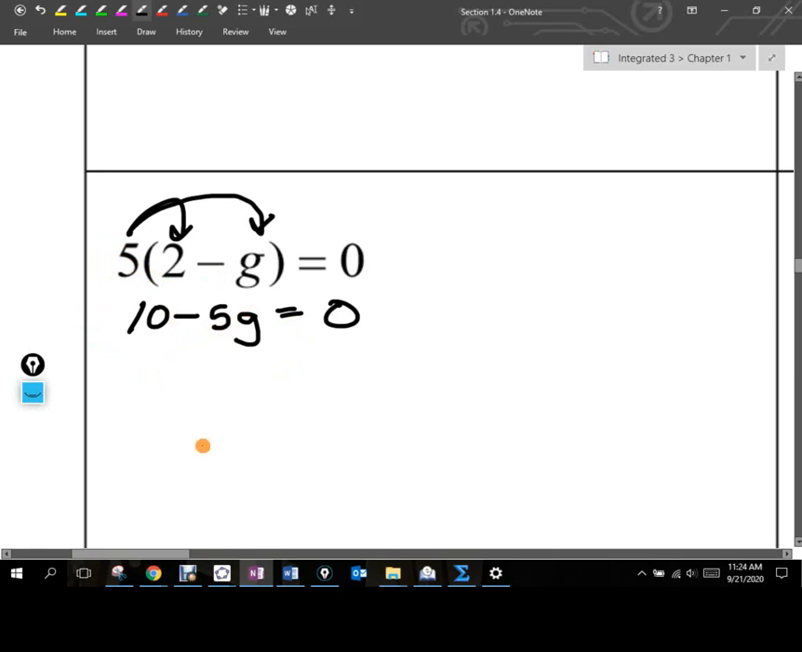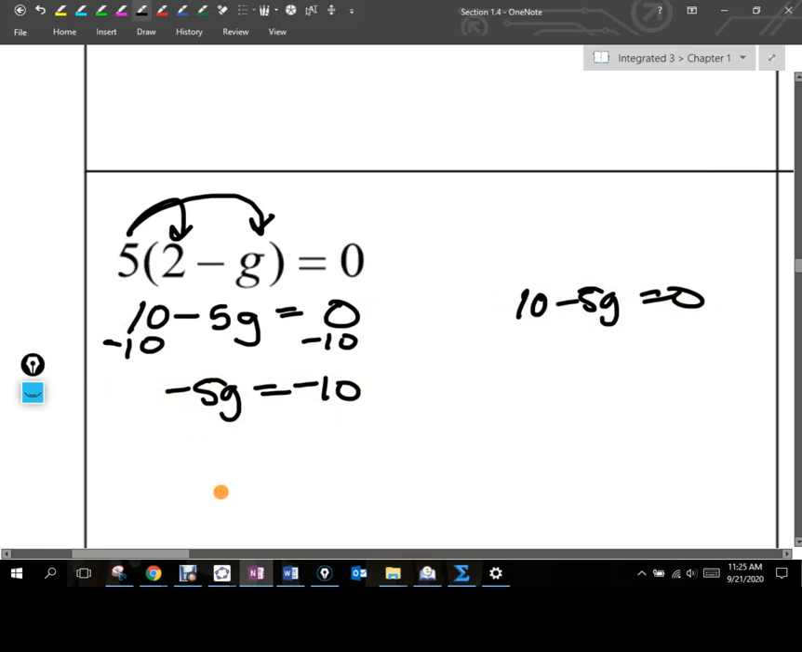What do you want to do now? Subtract 10? Okay, so you get negative, so let's go that route. You get negative 5g equals negative 10, right? Then what are you going to do? Divide by negative 5? What's a negative divided by a negative?